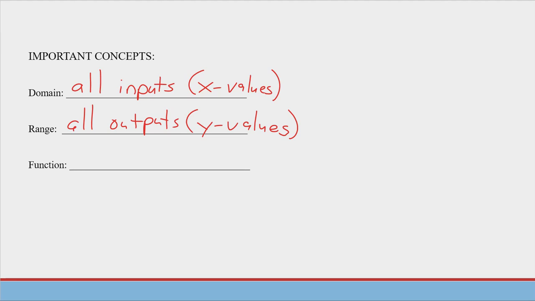And then range, same thing. It can either be a list of values or it may be an inequality. Y is between 0 and 10. So 0 is less than or equal to y, which is less than or equal to 10. So we'll look at some examples of that in a moment. And then a function. For a relation to be a function, each x must produce or have only one y value.